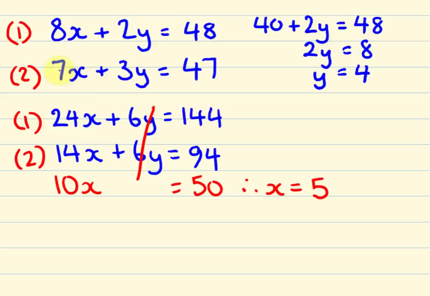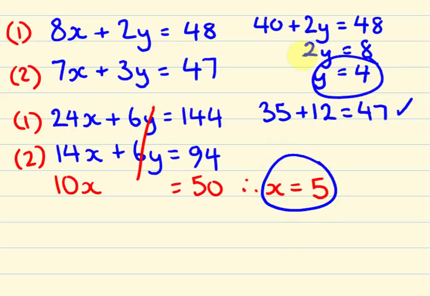I'm going to substitute it into this second equation here. So if x is 5, 7 times x is 35, plus 3y, so 3 times 4 is 12, and indeed the answer is 47. The answer is correct, and therefore our two numbers are correct. Y is 4 and x equals 5.